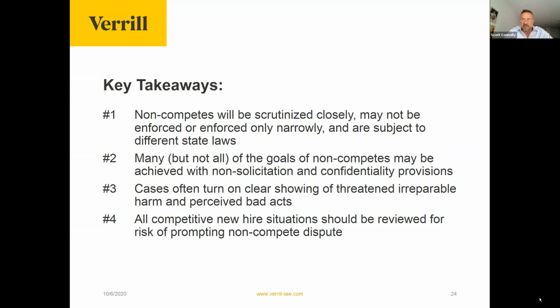Number two, many but not all of the goals of non-competes may be achieved with non-solicitation and confidentiality provisions. I say but not all because one consideration is having non-competes in your agreements in the context of due diligence in a corporate transaction. So you may be involved in the sale of a business where the lawyer is doing due diligence for the buyer, for example, from outside of Massachusetts, and they may be looking for non-competes to be protecting the interests that they're going to be purchasing. So that's one reason why non-competes can be important, even though non-solicits and NDAs can do the job.